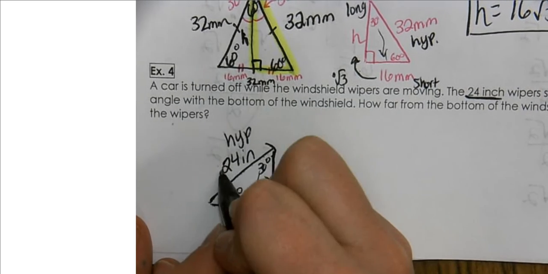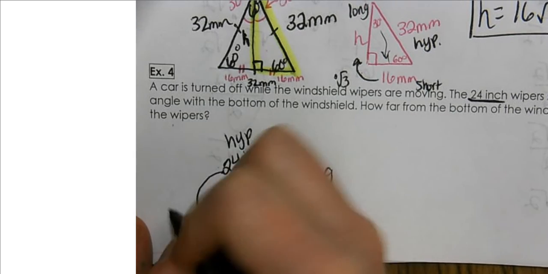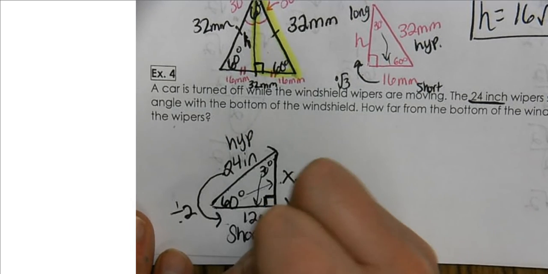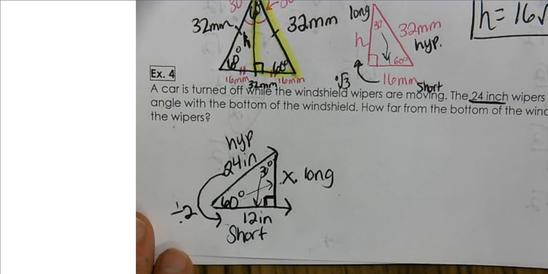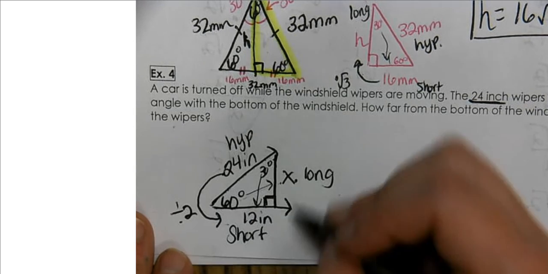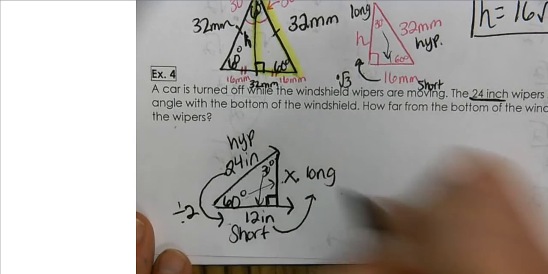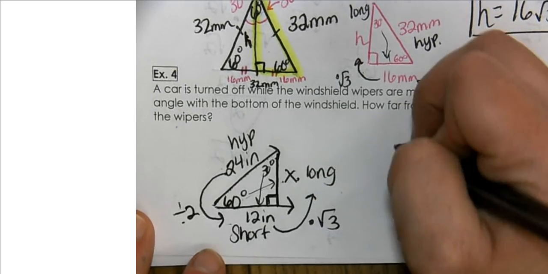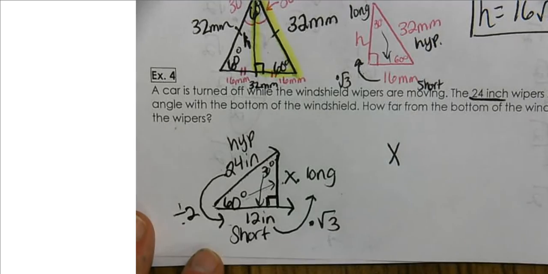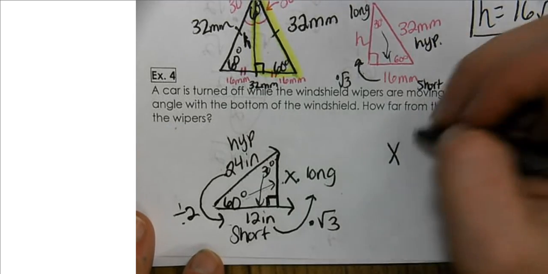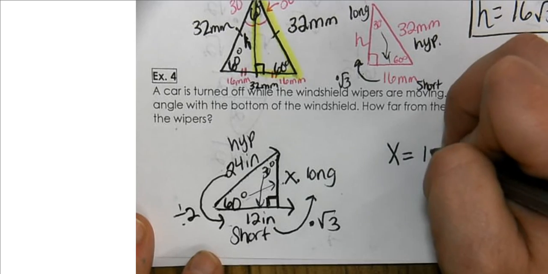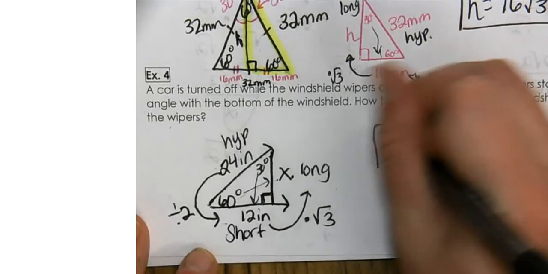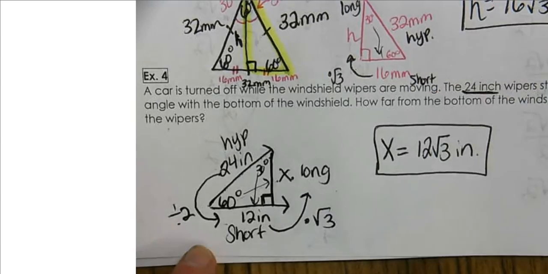So I'm going to go from the hypotenuse to the short side by dividing by 2. Half of 24 is 12, so this is 12 inches. Then from there, now that I know my short, I'm going to find my long side by multiplying by the square root of 3. So my long side, or how far from the bottom of the windshield are the ends of the wipers? Well, X is simply going to be 12 times the square root of 3 inches. And there's your answer. As well as the end of today's lesson.